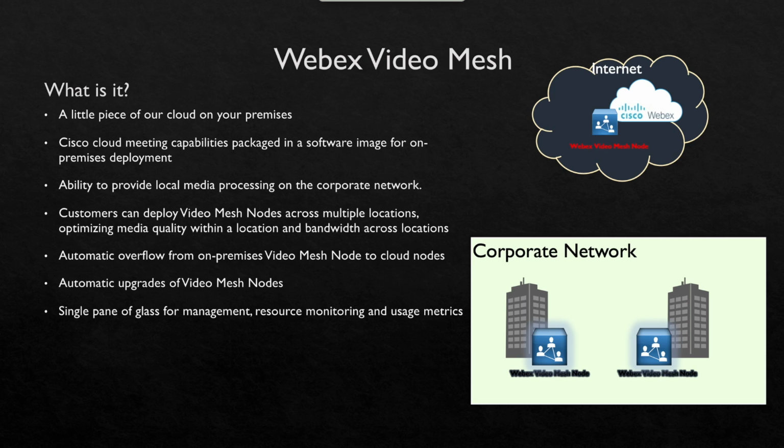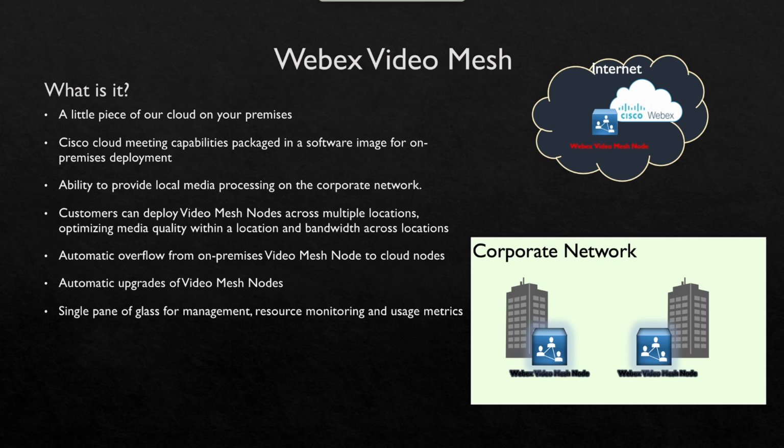Or like in the graphic you see here, maybe I have 2 different locations, right? I have location A on the left, location B on the right, and I have a Video Mesh node set up at each location. Then local participants at each of these locations can connect to their local Video Mesh node, and then I just have a single signal going from this Video Mesh node out to the cloud, and it joins the 2 meetings together into one.